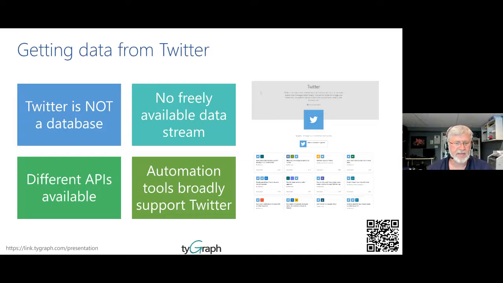As the slide says, there's no freely available data stream. Twitter itself has a number of APIs. It has a search API, and it also has a streaming API. So you can at any given point in time use the API to go back and search for tweets for a period of time. That period of time is going to depend on the license you purchase from Twitter, and there is a free option. Or you can stream. You can basically log on and have the tweets sent to you. But I think more importantly, and certainly for a wider audience, there are a lot of automation tools available to you that support Twitter, and we'll get into that here in just a moment.